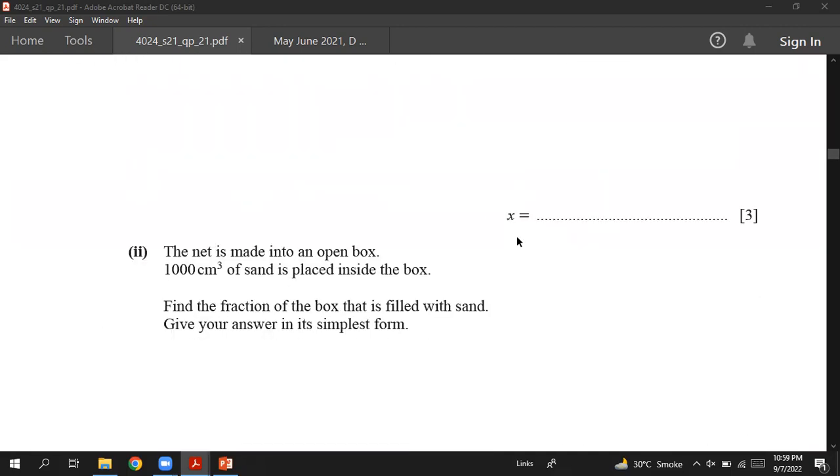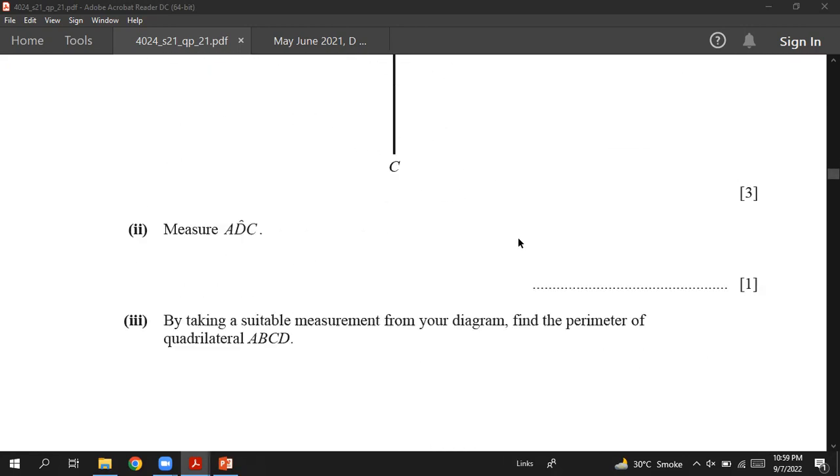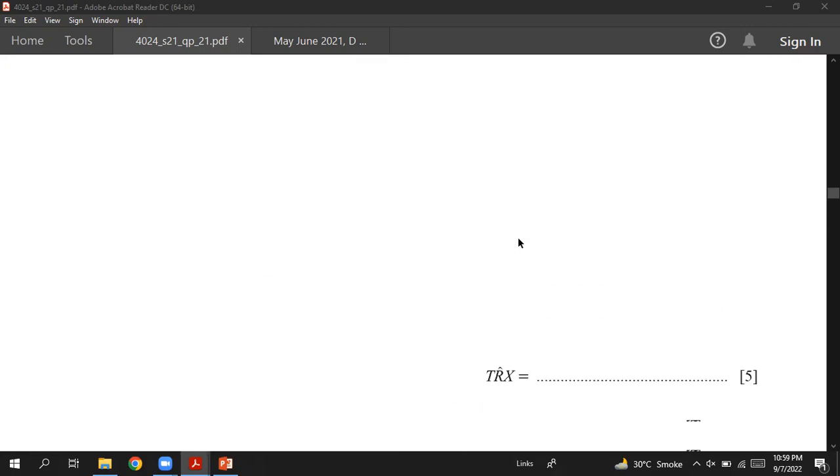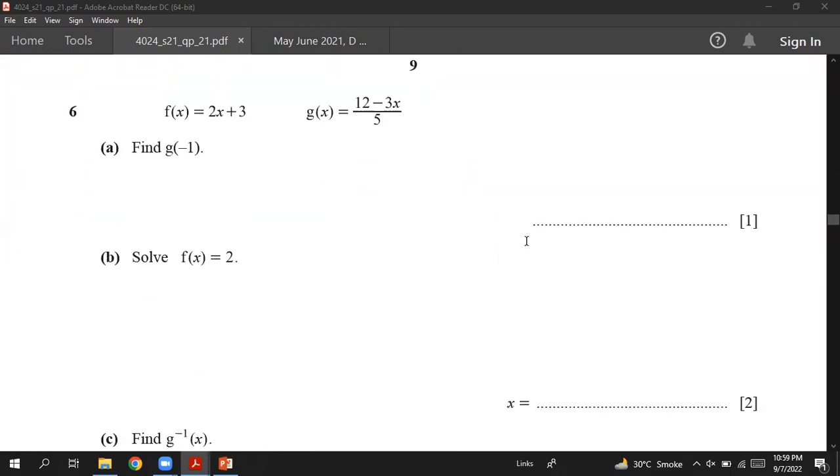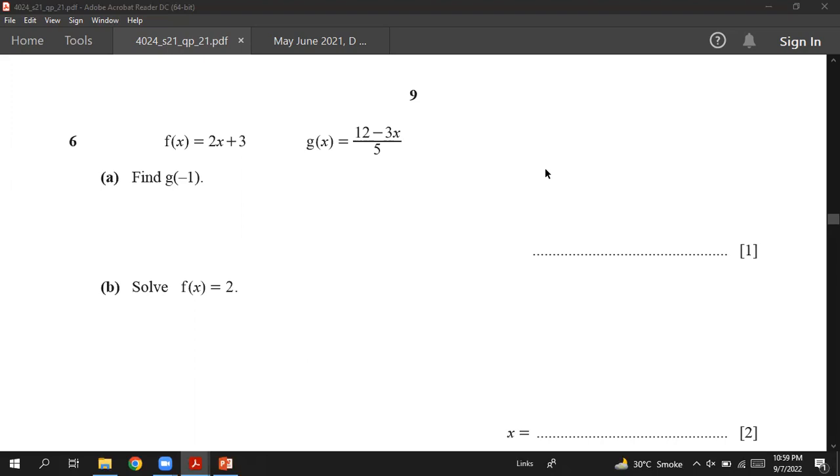This is question number 4, and this is question 5. Okay, so now we are on question number 6. It says f of x equals 2x plus 3, g of x equals (12 minus 3x), the whole thing divided by 5. So there are two functions given.